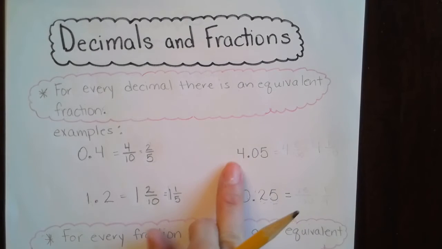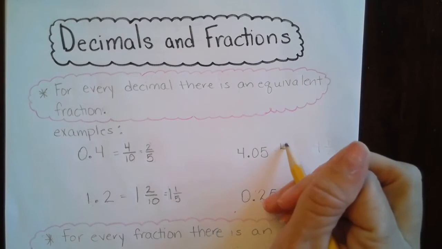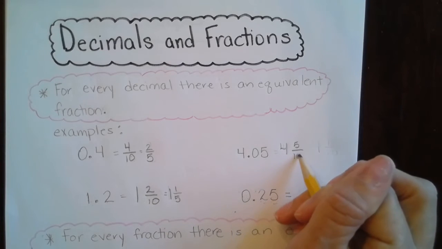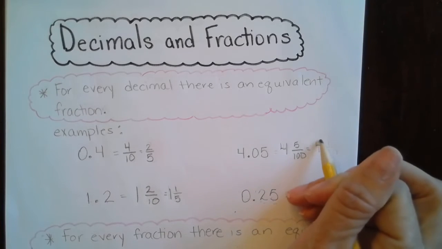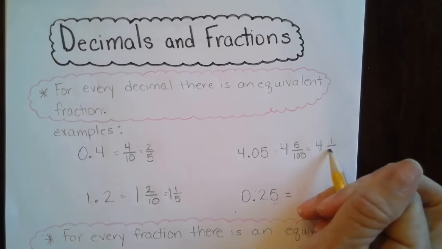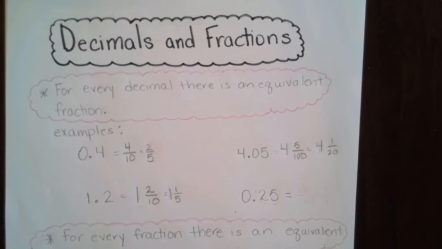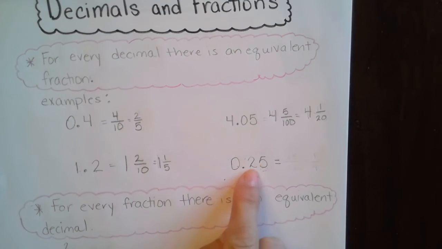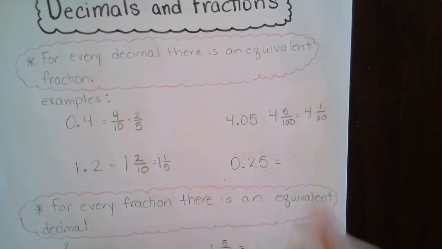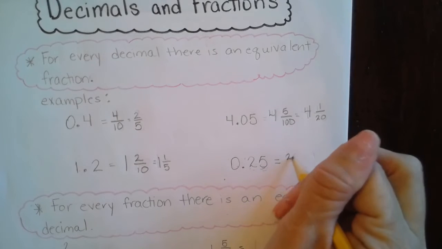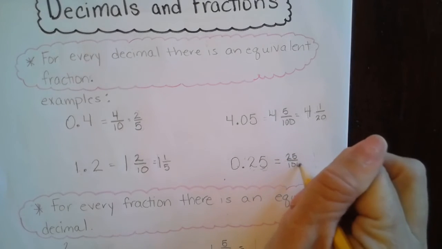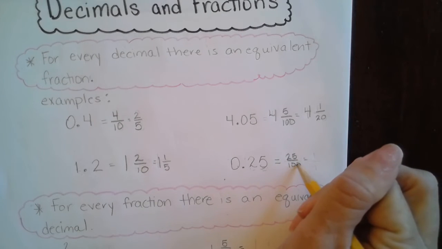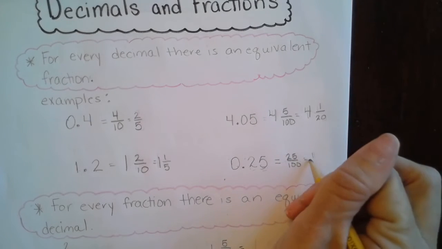Here we have 4 wholes, that part's easy, and 5, and the 5 is in the hundredths place, so 4 and 5 hundredths, which simplifies to 4 and 1/20th. And down here we have nothing in the whole numbers. We just have 25 hundredths, which we know would look like this as a fraction, 25 over 100, which simplifies, if you divide both the top and bottom by 25, you get 1/4.